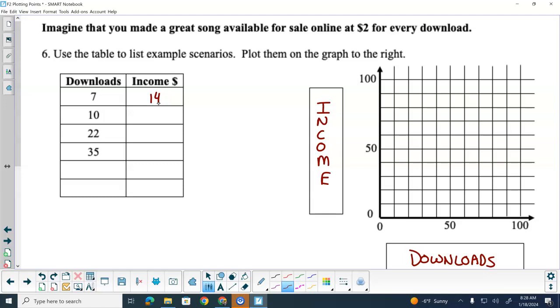So what point does it translate to? A point is, remember, x comma y. Let other people answer. You don't have to answer every single one. How do I get there? 7 comma what? So what's your x's in this problem? Downloads. Okay, what's your y's in this problem? Income, right? Because that's how you labeled your axes. Okay, so this would transfer into what point? X comma y.